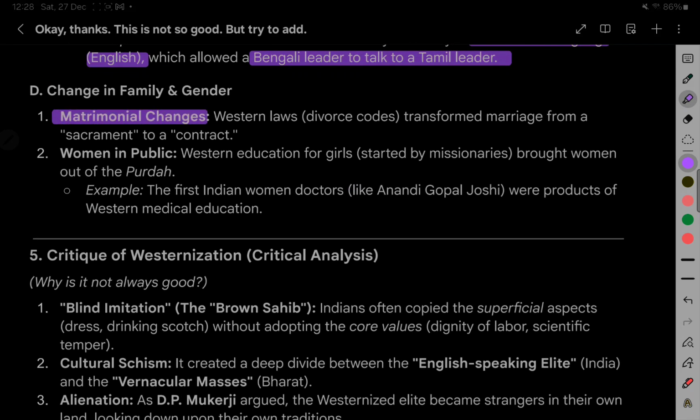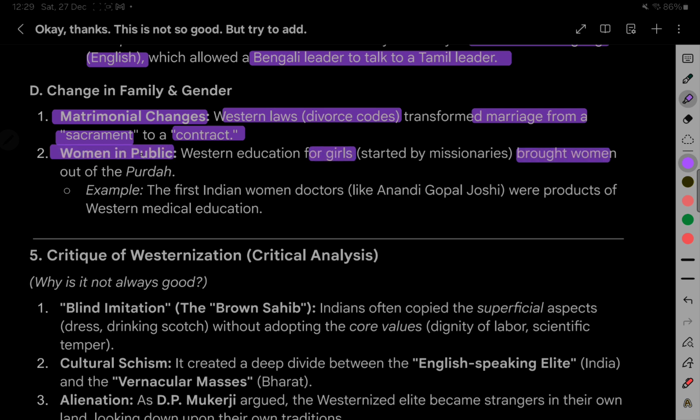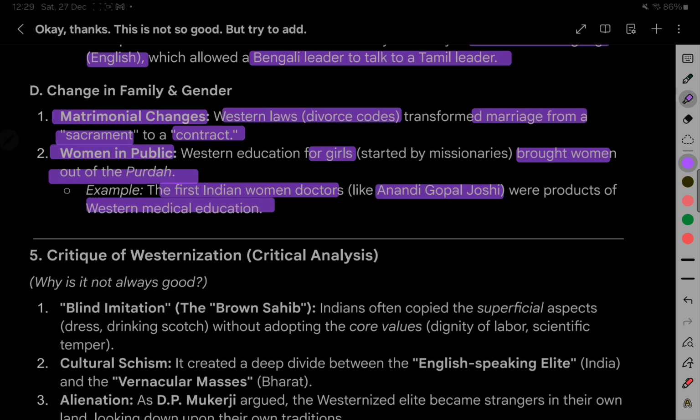Matrimonial changes: Western laws, divorce codes, transformed marriage from a sacrament to a contract. Women in public: Western education for girls, started by missionaries, brought women out of the purdah. Example: the first Indian women doctors, like Anandi Gopal Joshi, were products of Western medical education.